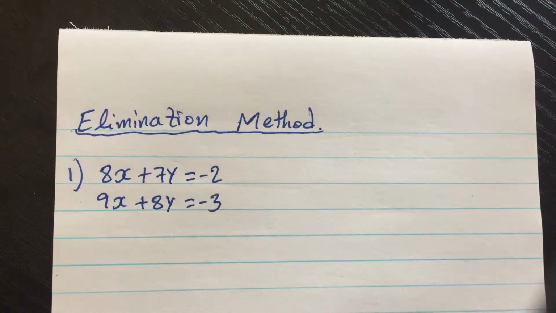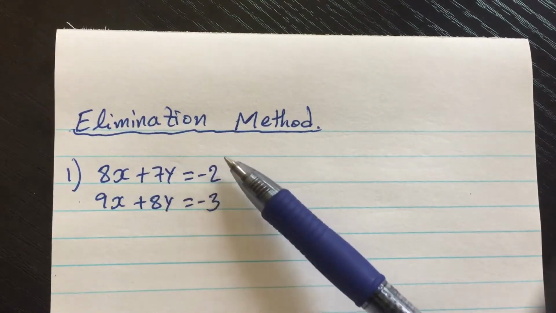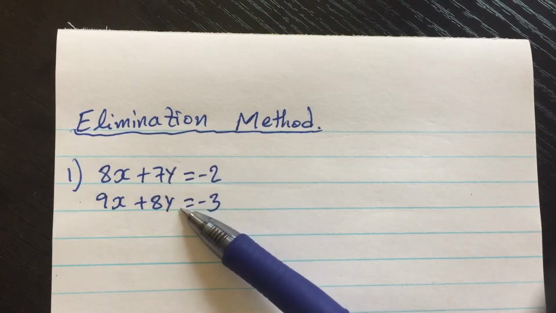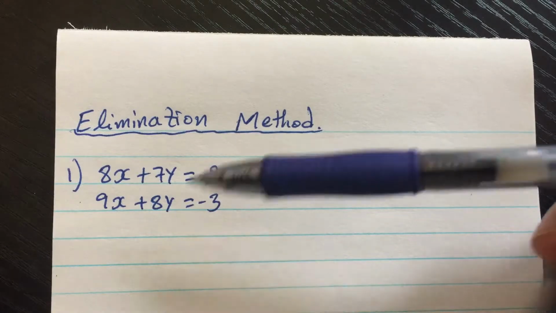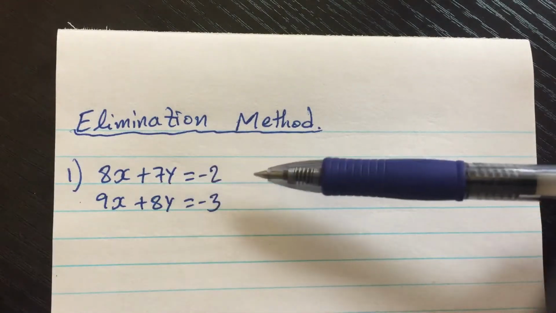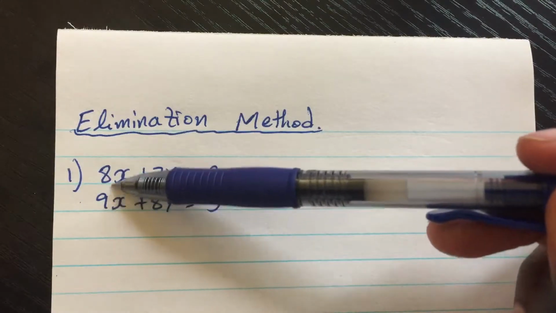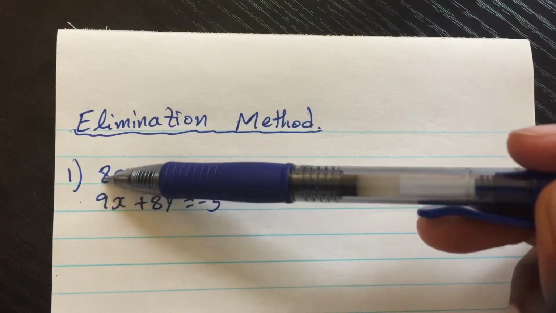In this video, I'll talk about the elimination method. The way this works is that first thing is first, we want to align the variables vertically. They need to match up x with x, y over y. And the next step is we want to eliminate one of the variables. So what we want to get here is the same value with opposite signs.